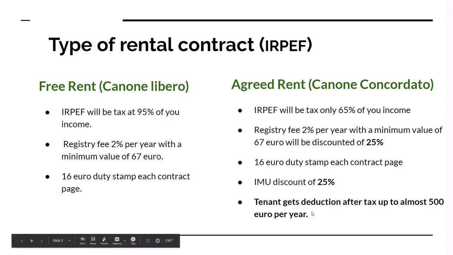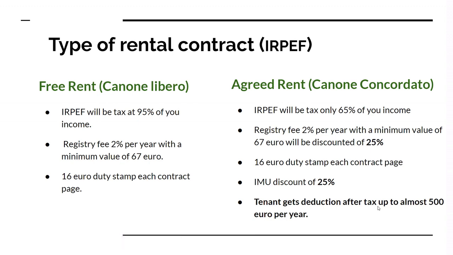And as a cherry on top, the tenant gets a deduction after tax of up to almost €500 per year. What does this mean? It means that your tenant will get 1 month free. So instead of paying 12 months, he will pay 11 months because 1 month will be given back to the tenant from the state. So it might look and sound complicated, but keep in mind that with the IRPEF taxation you can use all the massive deductions.